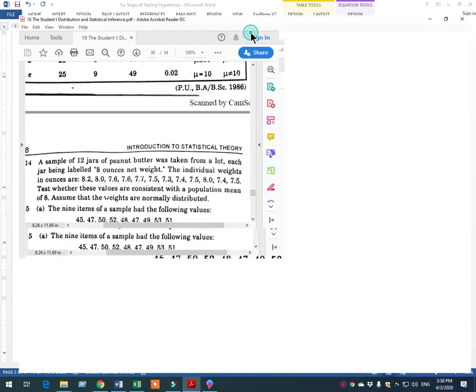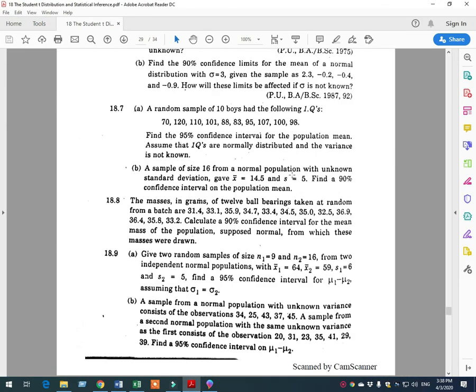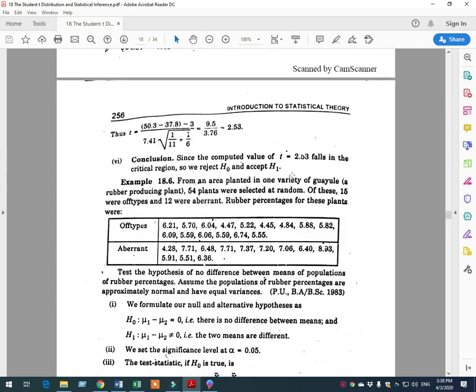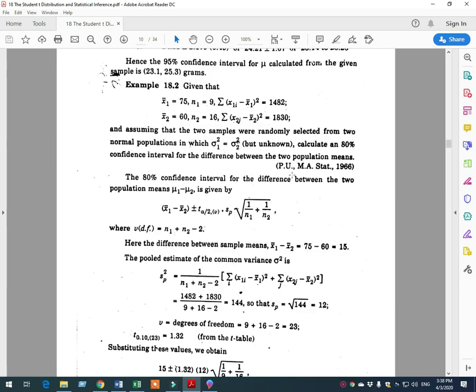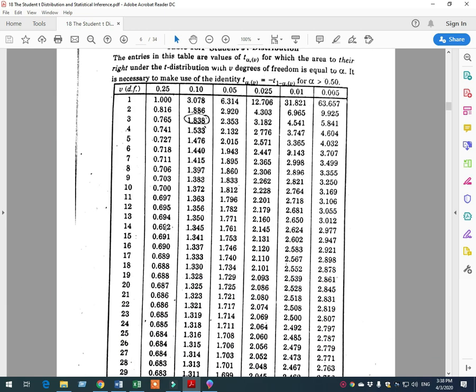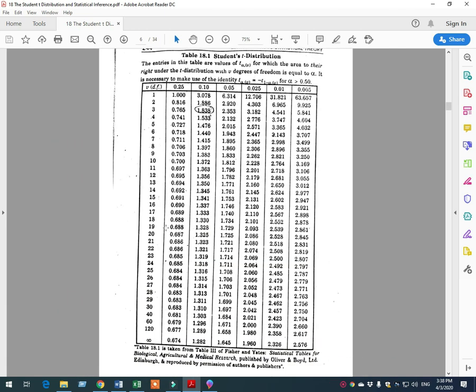For the table, I'll be referring to the same chapter, the same PDF file, and in that PDF file you will find the t distribution table on page number 244. So this is, guys, the table of t distribution, and this is 0.025, we were looking for it, against the degrees of freedom 11. So this is our degrees of freedom, this is 0.025, and we get the value of 2.201.